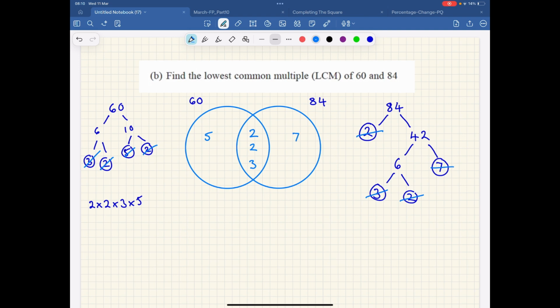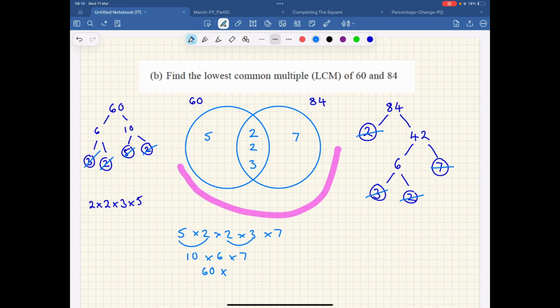Now, when we find our lowest common multiples, we are literally scooping everything up that's in this Venn diagram and timesing it together. So I've got 5 times 2 times 2 times 3 times 7. So I'm going to, first of all, do 5 times 2 is 10. I'm going to do 2 times 3 is 6. And then I can pop my 7 on the end. And now 10 times 6 is 60. 60 times 7, well, 6 sevens are 42. Times that by 10 and we get 420.